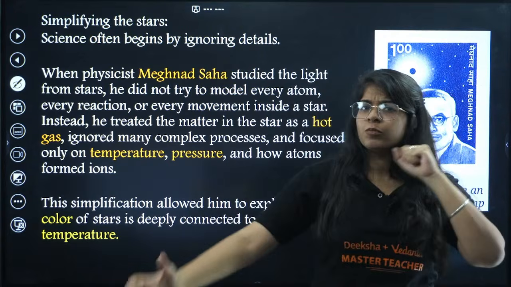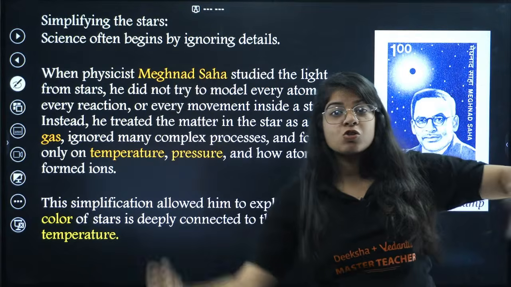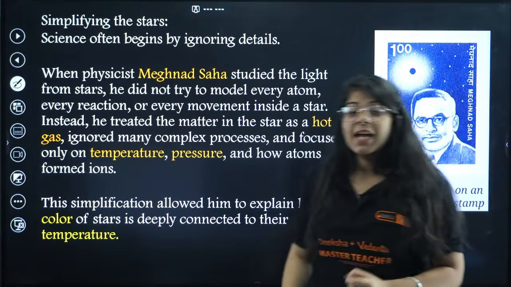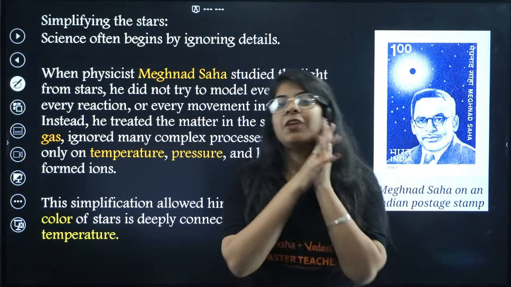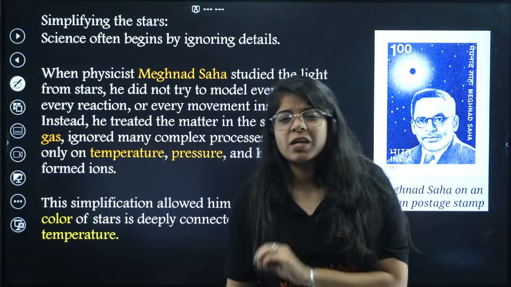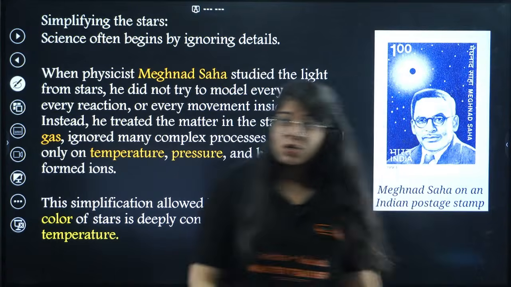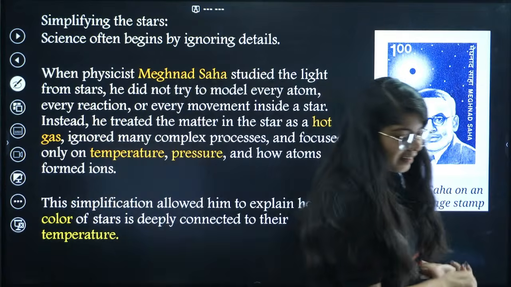Of course, we know if something is very hot, the color will be a little bit orangish. If something is cool, the color is a little bit blue, right? So similarly, he related color and temperature together, ignoring all the chemical reactions and atoms and all those things happening inside the star, and hence he got his photo on the Indian postage stamp. How good is that, right?